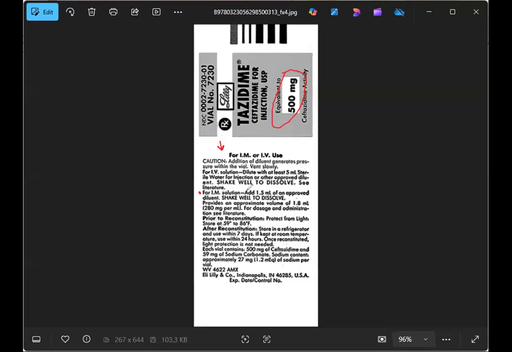It tells you how much to add. So it says add 1.5 milliliters. Shake well. We're going to get a total approximate volume of 1.8. But what you're looking for is this right here, where it tells you 280 milligrams per milliliter. That's the strength or the concentration of this particular medication.